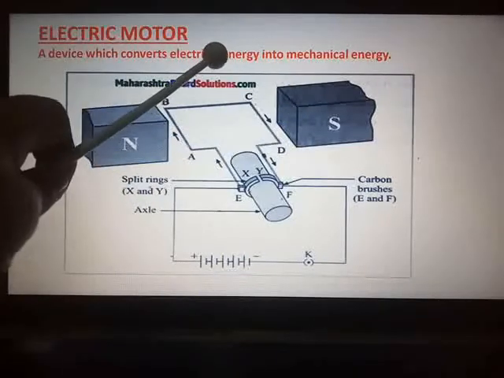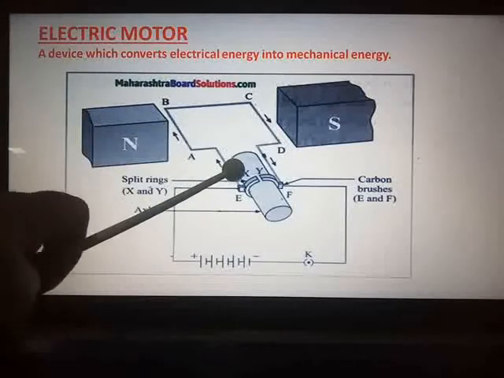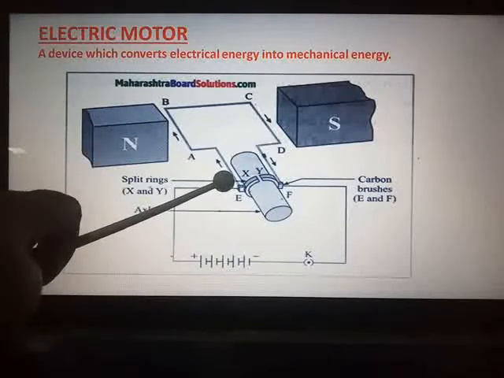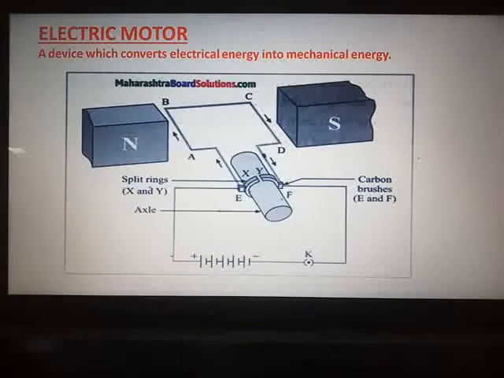At this position, what happens? The contact between the commutator and the brushes breaks. So the supply of current to the coil is cut off, and hence now no force acts on the coil. But the coil does not stop due to inertia. You have studied in the 9th standard, what is inertia? The tendency of a body to continue with its state of rest or state of motion.